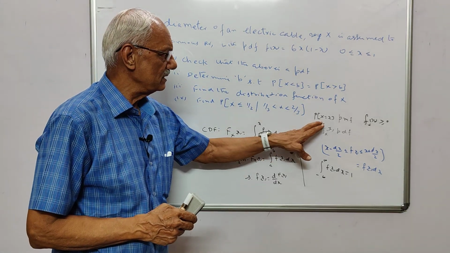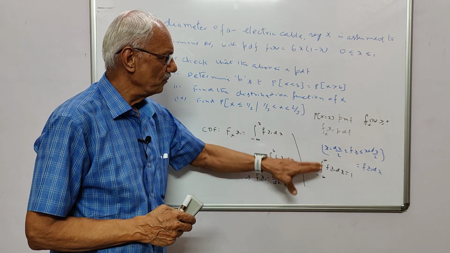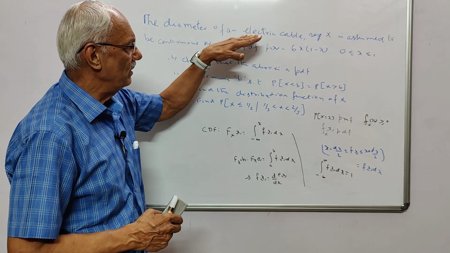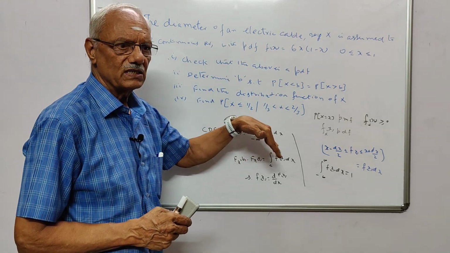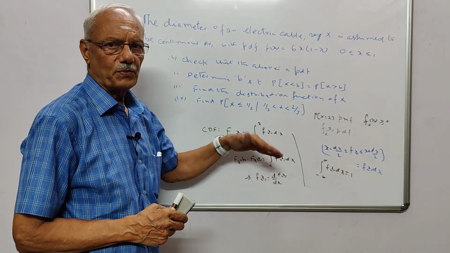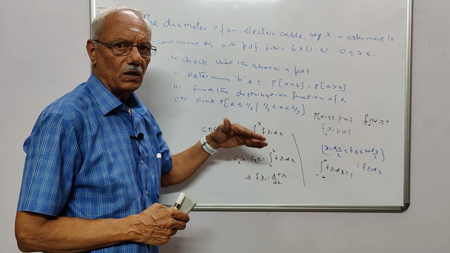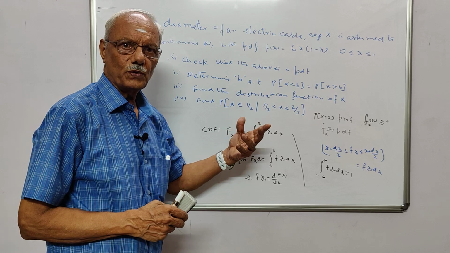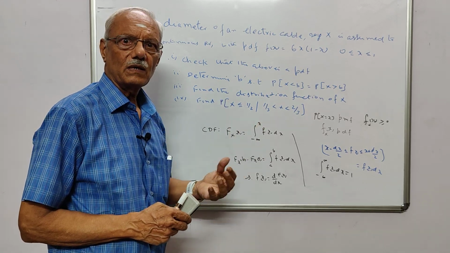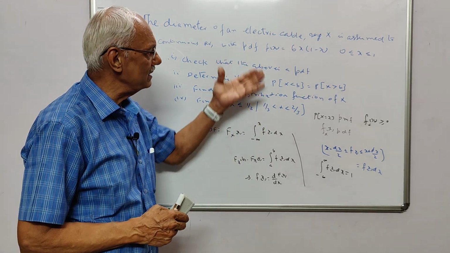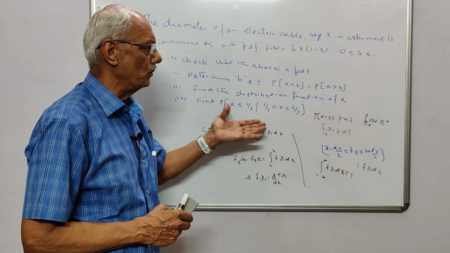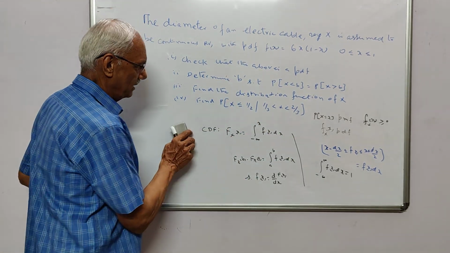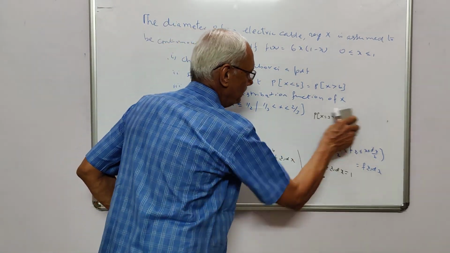In fact, that was a discrete random variable. Here this is a continuous random variable. I have taught you about the discrete random variable, and problems have been done in discrete random variable. I am yet to do problems in continuous random variable, and this is a continuous random variable problem, which will be discussed today. Okay, now let me start doing this.